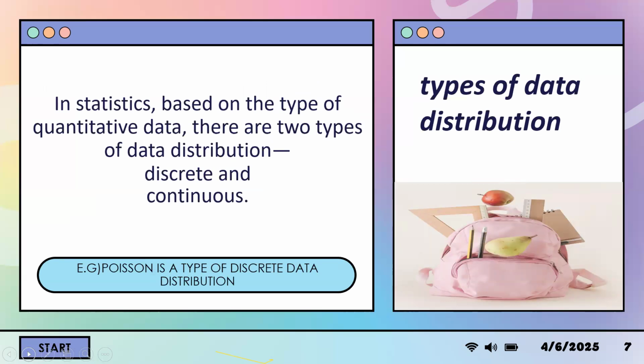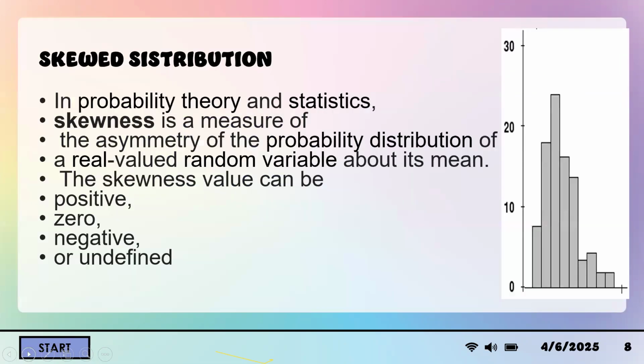In statistics, based on the type of quantitative data, there are two types of data distribution: discrete data distribution and continuous data distribution. To quote an example, Poisson's is a type of discrete data distribution. Now, coming on to our first discussion, that is the skewed distribution.